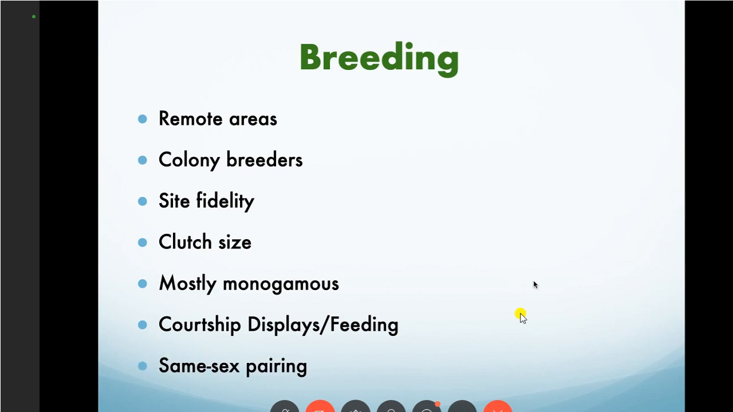Now I've added this point called same-sex pairing, which I found very interesting in seabirds. Same-sex pairing happens in a lot of organisms in the world, right from insects to reptiles. But what is interesting in seabirds is that the same-sex pairing happens only between female and female. So if it is not a male and female, the pair that you'll find will be a female and a female.